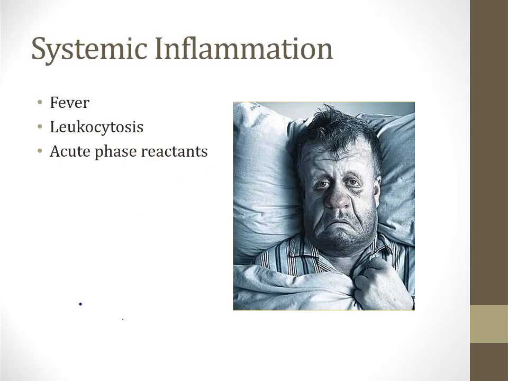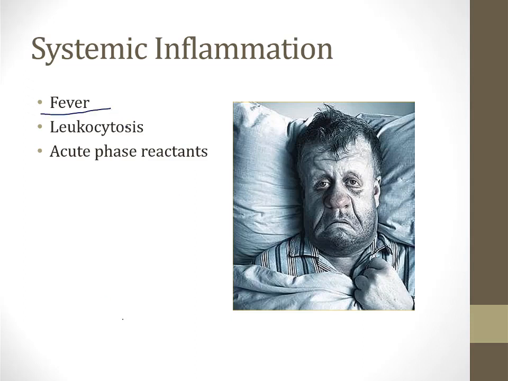So the 5 cardinal signs are the local signs. They occur at the site of inflammation. But in addition to things going on at the site of inflammation, there's a systemic response to inflammation. And you know this if you've ever been sick, maybe with a GI infection. Even though the inflammatory process may be in your stomach, you otherwise feel overall sick. Those are the systemic signs of inflammation. We're going to talk about 3 of these now.